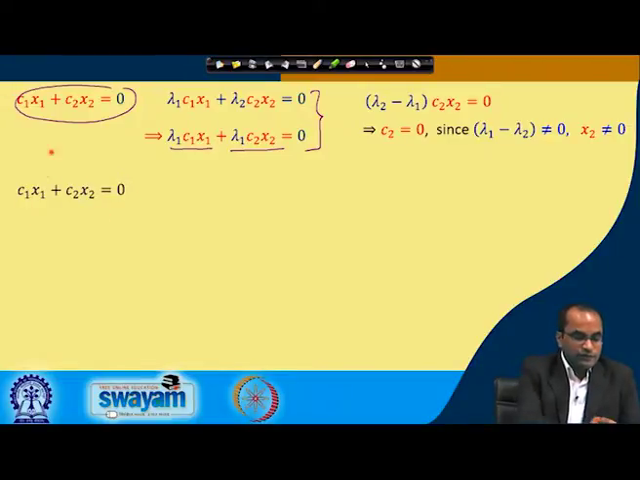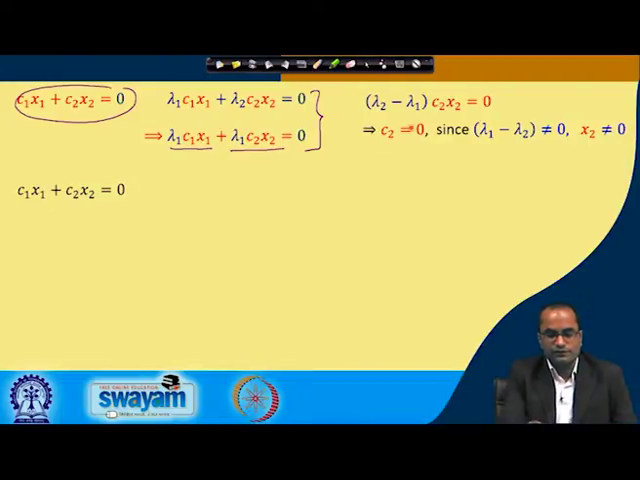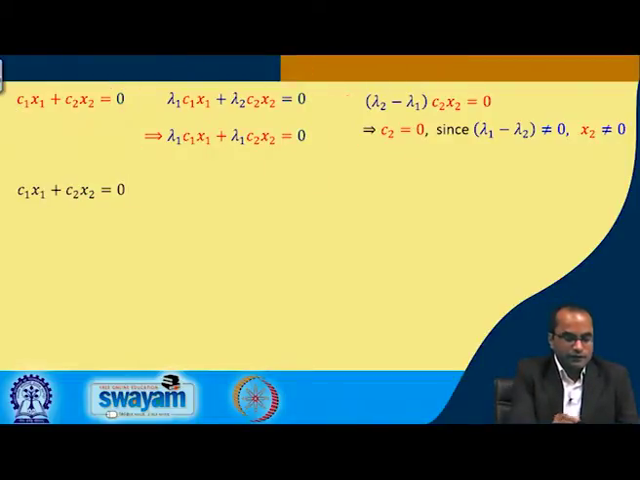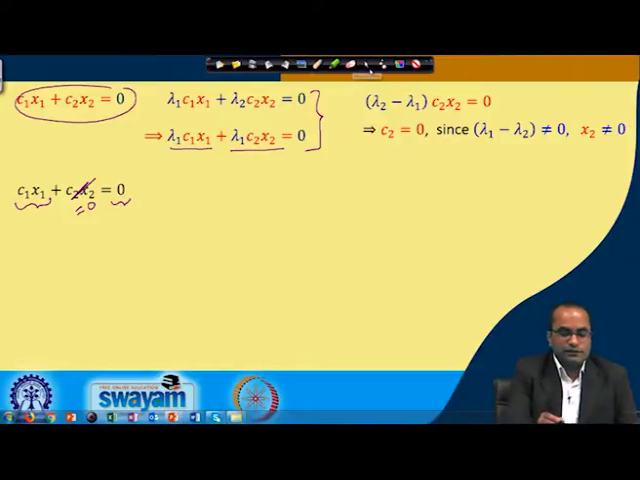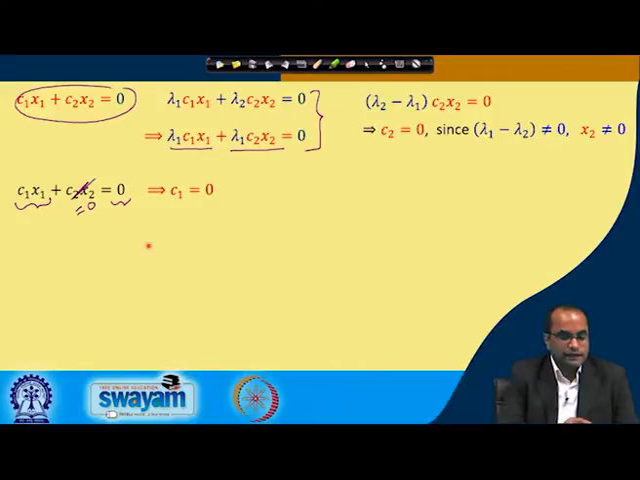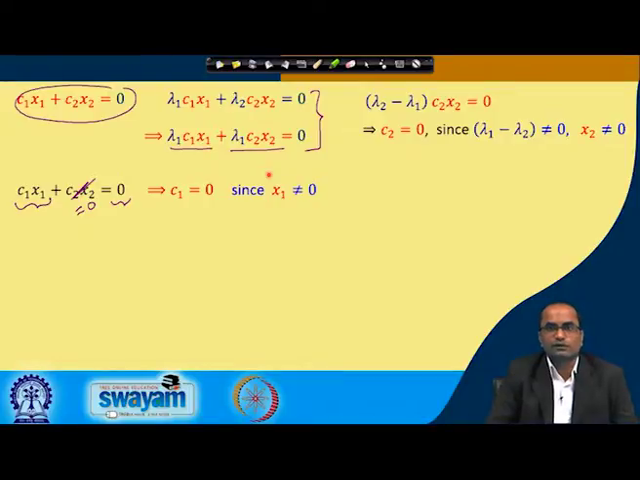And then from equation number 1 again, C 1 x 1 plus C 2 x 2, if we substitute C 2 equal to 0, this term will be 0, and then we have the relation that C 1 x 1 is equal to 0. Again with the same argument, because x 1 cannot be 0, this implies that C 1 is equal to 0. So, with this we have C 1 equal to 0 and C 2 equal to 0.